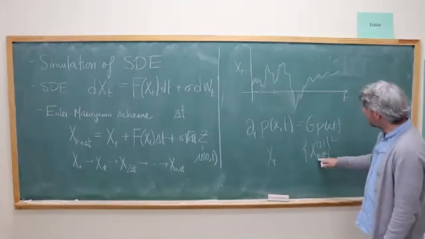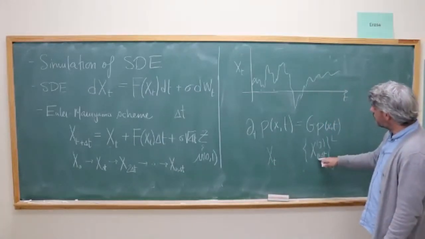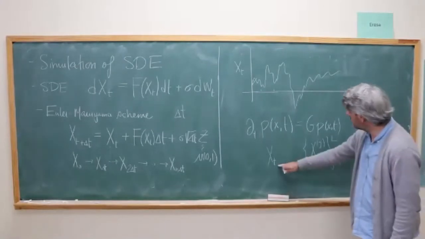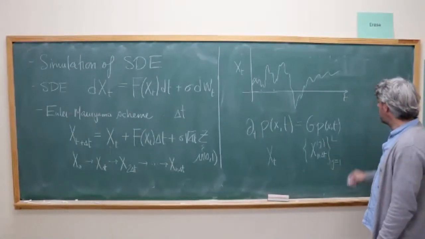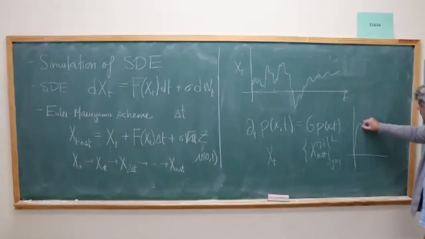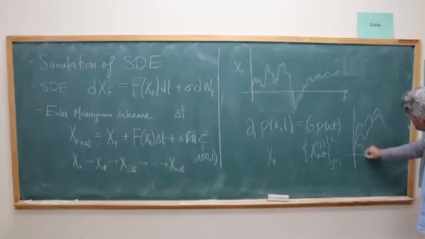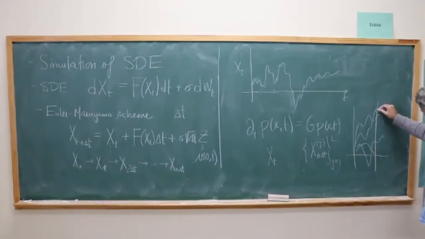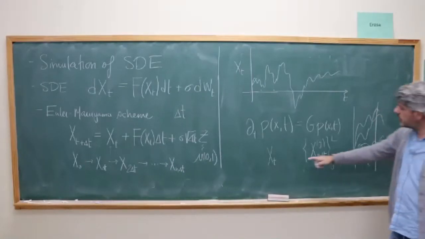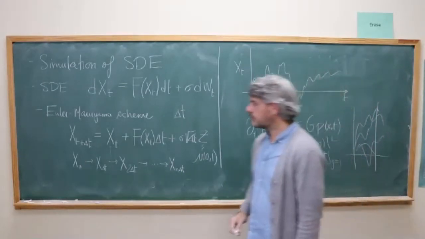You see, I time step the process n times to get to time t, but I generate many of them. I have L of them. So it's really like doing the parallel simulation. I generate many trajectories. I time slice here, and I collect all these points. These points represent the random variable.